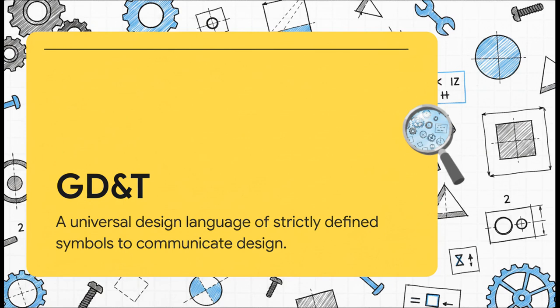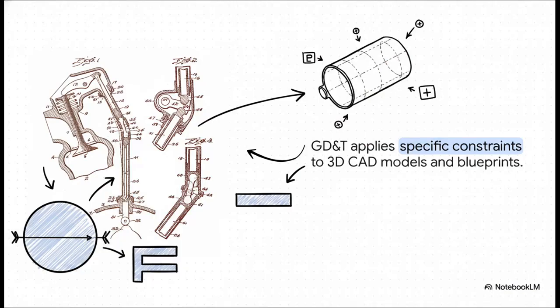And the beauty of it is that it doesn't just tell a machinist how long or wide a part should be. It communicates the exact functional requirements. It tells them exactly how flat a surface must be to seal properly, or how perfectly centered a hole needs to be to accept a bolt. By applying these very specific symbols directly to an engineering drawing, we completely eliminate ambiguity.